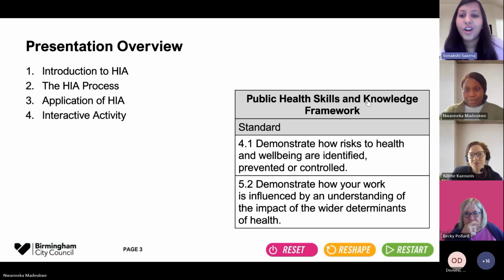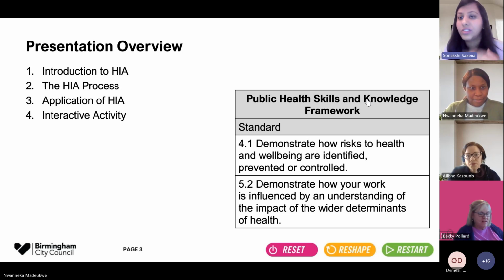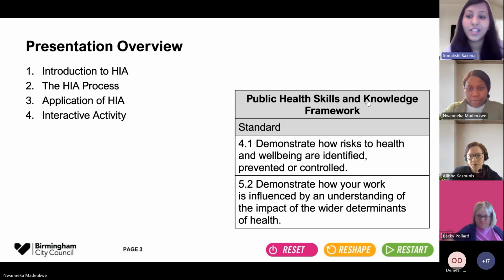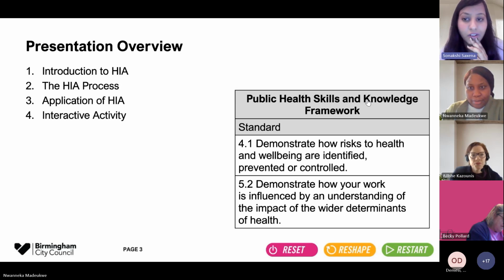Okay, let's go. So here's what we'll cover in the session today. We'll start with an overview of what HIA is and why it's an important tool in public health and planning. We'll break down the steps involved in conducting the HIA, and we'll also discuss how HIA is applied in real-world scenarios to ensure better health outcomes. Lastly, we'll engage in a practical exercise where you can try out the HIA process. This session aligns with the public health skills and knowledge framework, focusing on the 4.1 and 5.2 points.